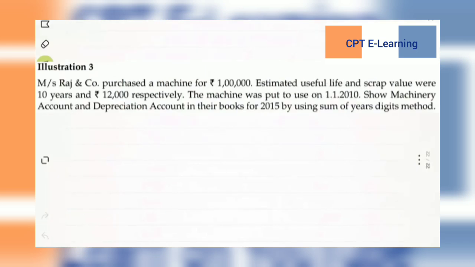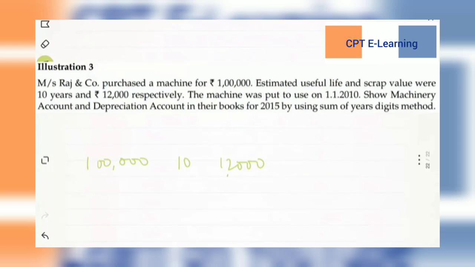So let's look at illustration number 3. Messrs. Raj and Company purchased a machine for 1 lakh rupees. The estimated useful life and scrap value were 10 years and 12,000 respectively. So what is the cost of the asset? The cost of the asset is 1 lakh, right? What is the life? The life is 10 years. And what is the salvage value? The salvage value is given to us as 12,000. The machine was put to use on 1/1/2006.